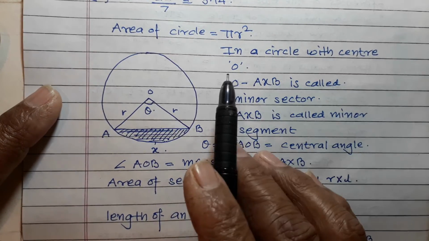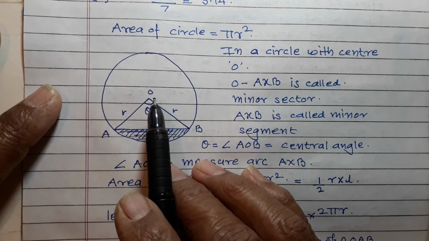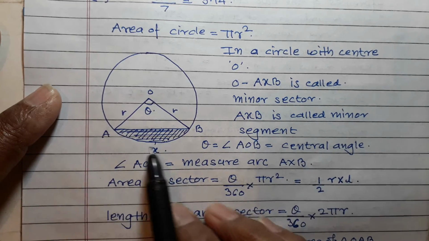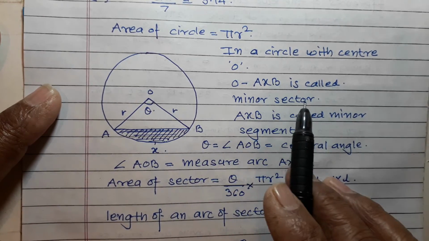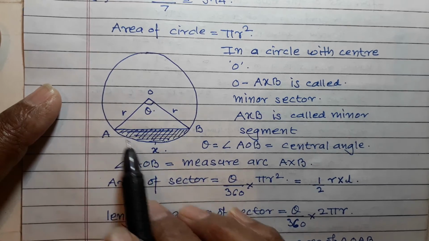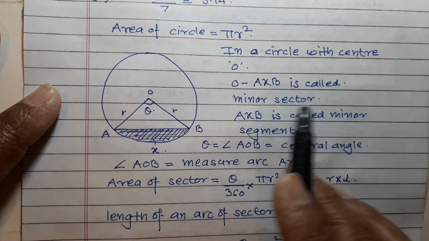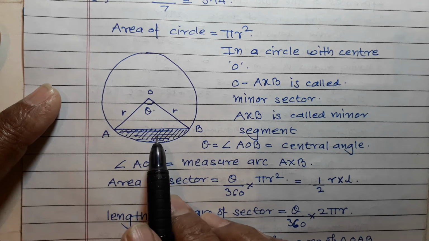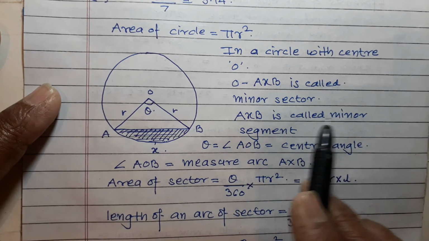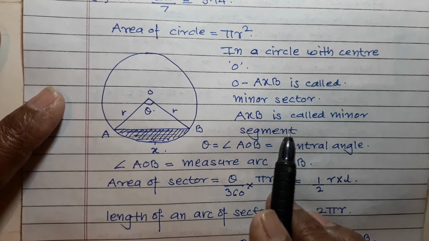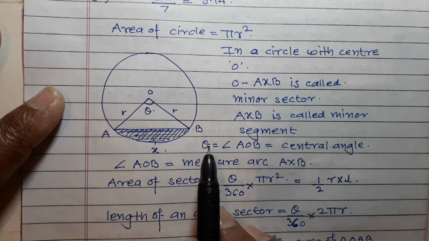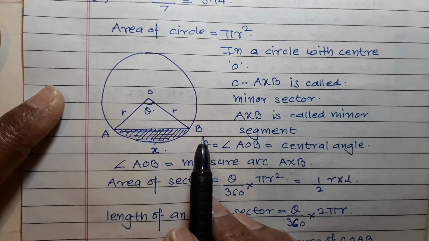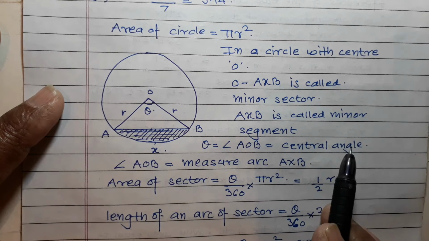In a circle with center O, AXB is called minor sector. So this complete region is called minor sector. AXB, this much only shaded portion, is called minor segment. This angle theta is equal to angle AOB, called the central angle.